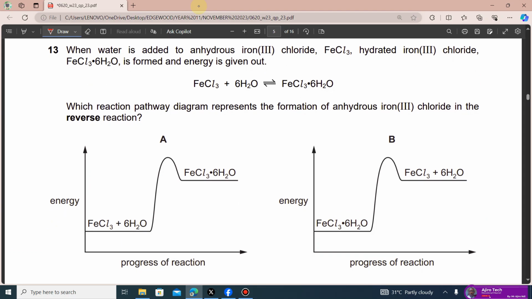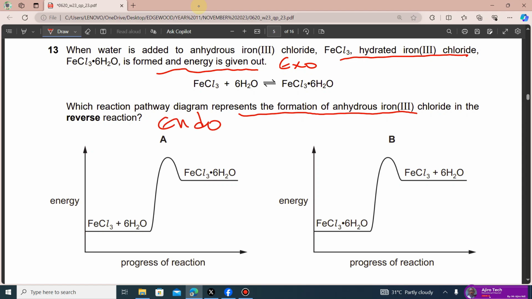Now, this is another question. We're looking at hydrated iron 3 chloride, and the forward reaction is exothermic. So this is an exothermic reaction, forward. So if the forward reaction is exothermic, it asks what reaction pathway represents the reverse reaction. So the reverse reaction is going to be endothermic, since the forward is exothermic.